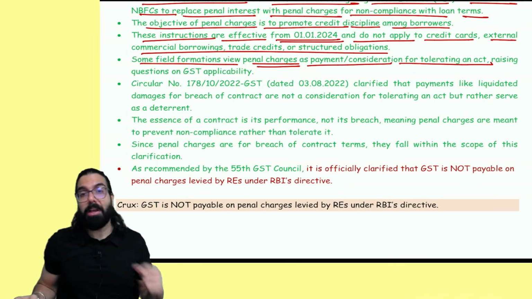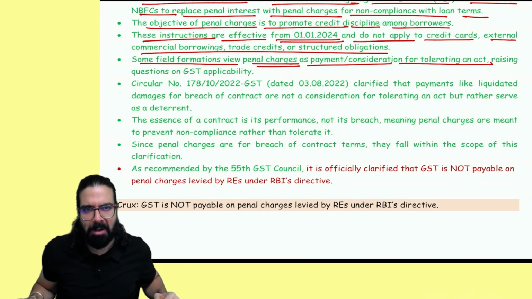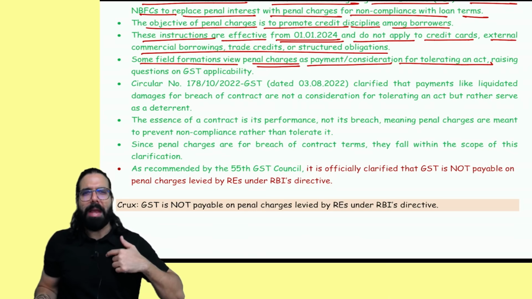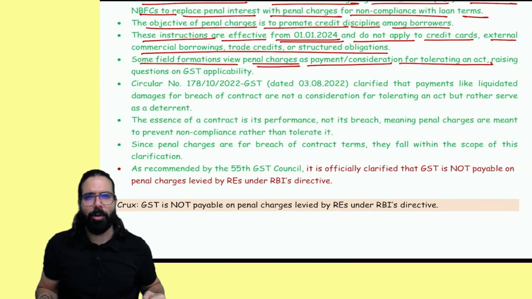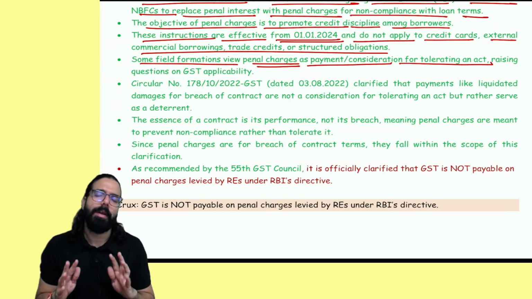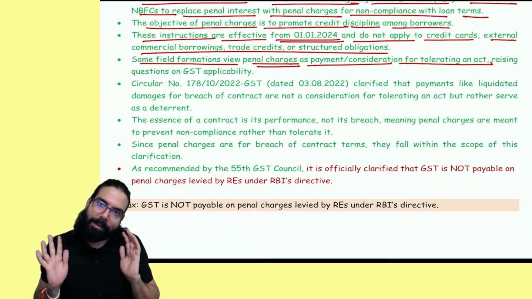Is it because the bank has tolerated your act of not making the payment on time, and that's why penal charges are being charged? Officers told that the bank is tolerating your act of not making the payment on time, and hence the bank is charging you penal charges. Baba, it is interest, and interest is exempted.